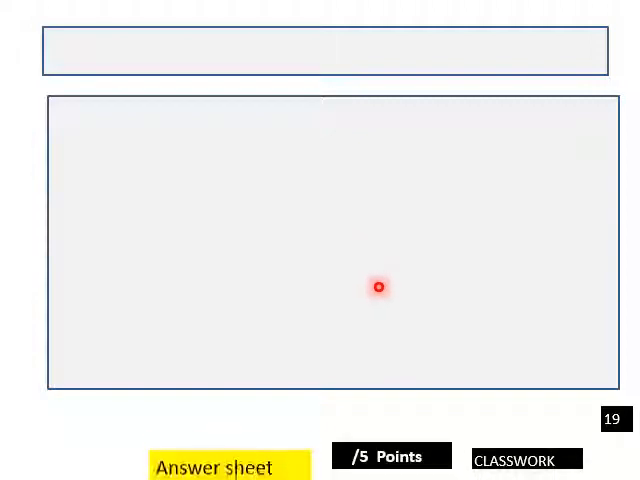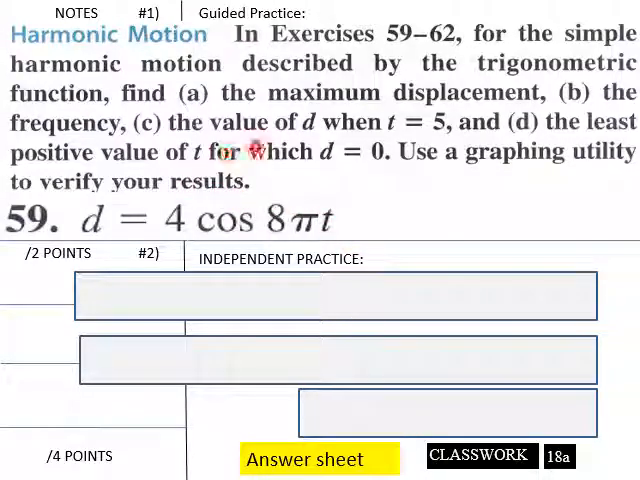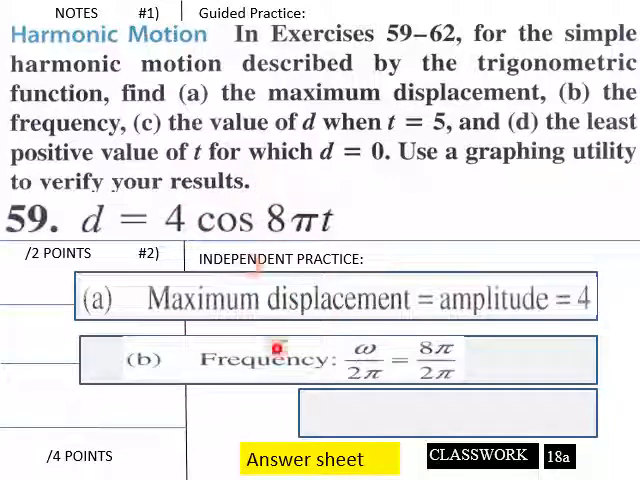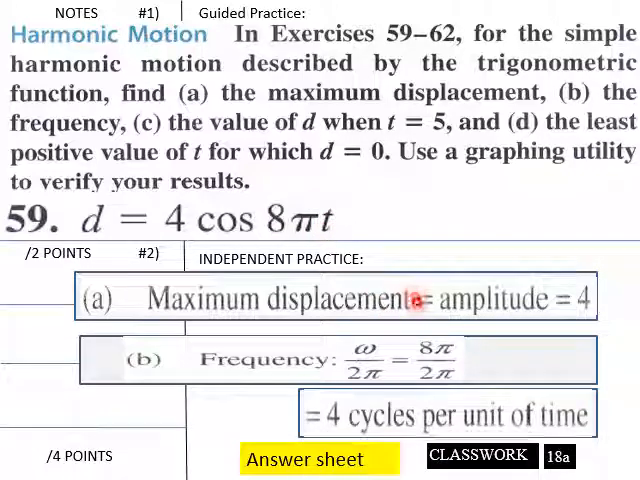So going into our next problem on your classwork sheet, simple harmonic motion described by the trigonometric function. Find a, the maximum displacement, b, the frequency, c, the value of d when t equals 5, and d, the least positive value of t for which d equals 0. Use a graphing calculator to verify your results. So here's our function. Maximum displacement, the amplitude, would be 4. Frequency would be w over 2 pi, in this case 8 pi over 2 pi, so 4 cycles per unit of time.